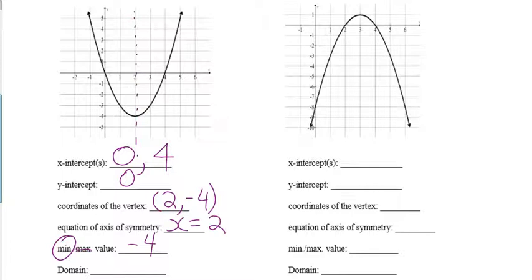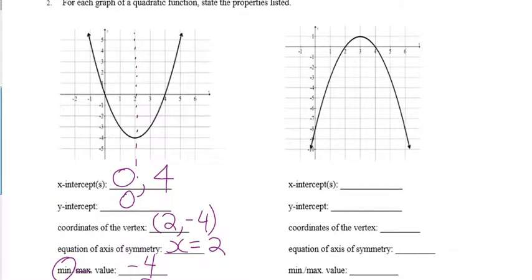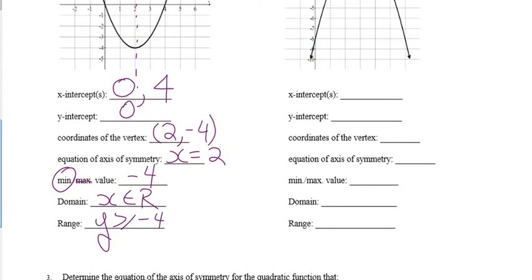The domain. Okay, and we don't have much room to write stuff, so we're just going to write x belongs to the reals. And the range. And that goes together with basically the minimum value, right? If it's a minimum value, then all of the y values must be greater than or equal to it, and it is negative 4. Sorry, let me just scroll that back down so you can write in. So why don't you do the next one?